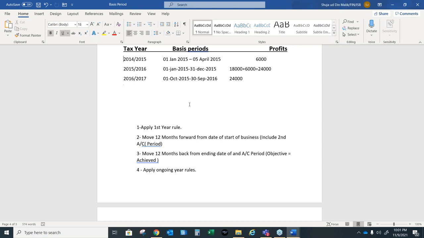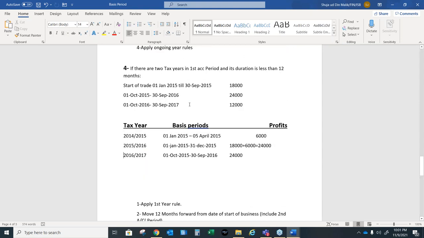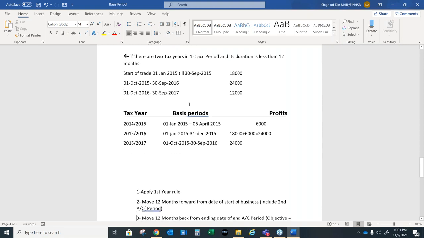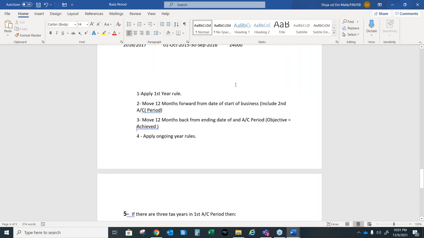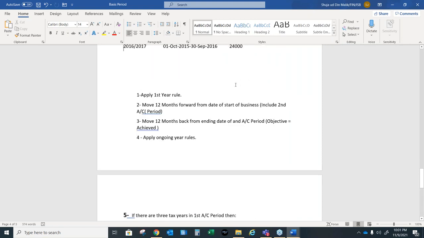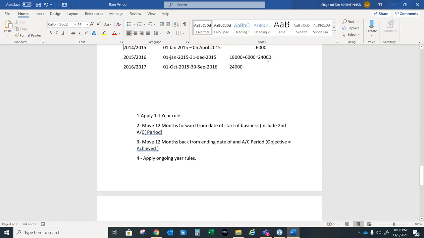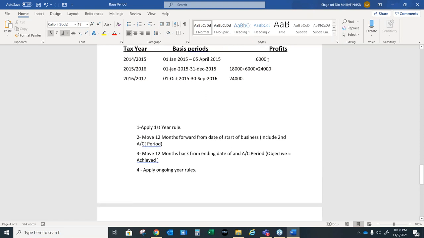And the overall overlap profits will be 12,000. The easiest way to calculate the overlap profit is, if the period is not asked for, you have to just calculate 18,000 plus 24,000 plus 12,000. This will be the total, and you have to subtract it with the amounts you have paid here: 6,000, 24,000 and 24,000. So the difference is 12,000, and this is your overlap profit.